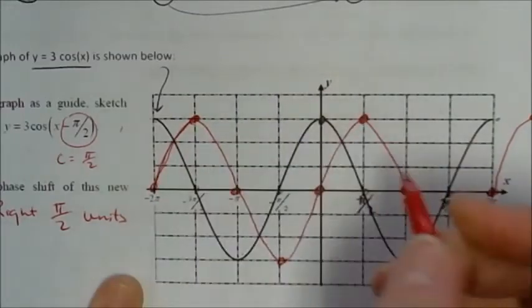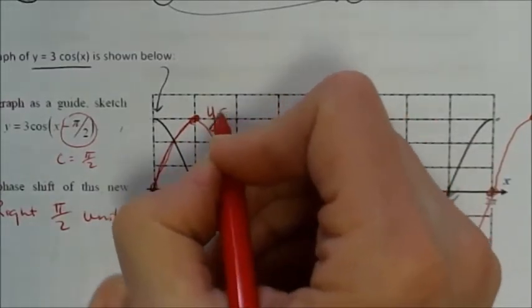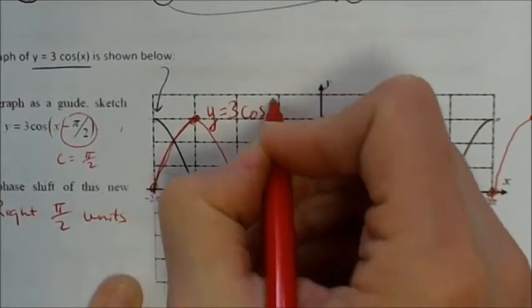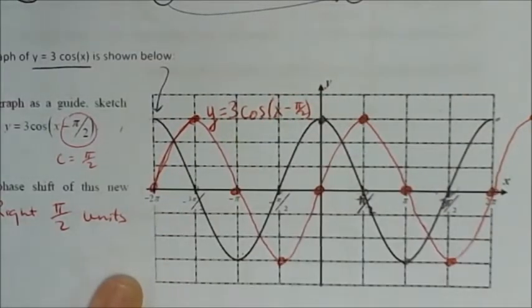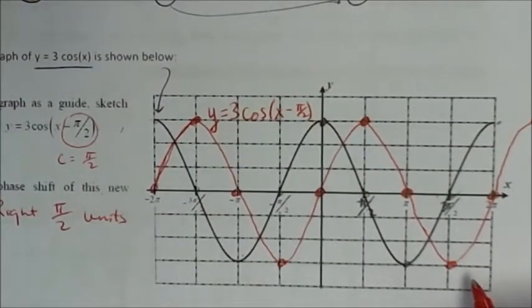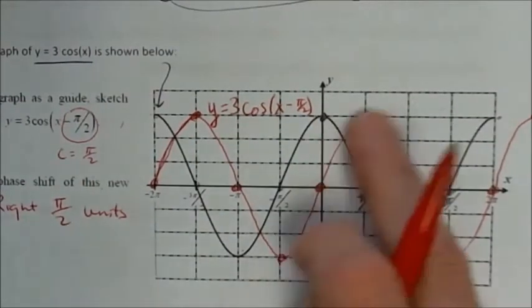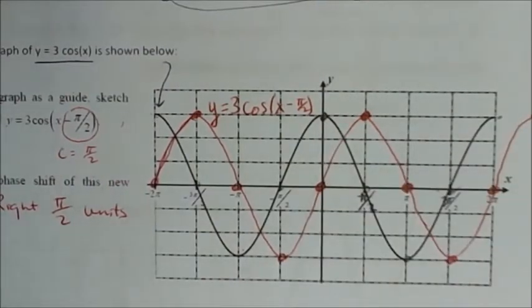So here's our new graph, and let's label it y is equal to 3 cosine parentheses x minus pi over 2. We've shifted that to the right. And you might recognize this is another curve. This is actually a sine curve that starts at the origin. But it's also got another name.